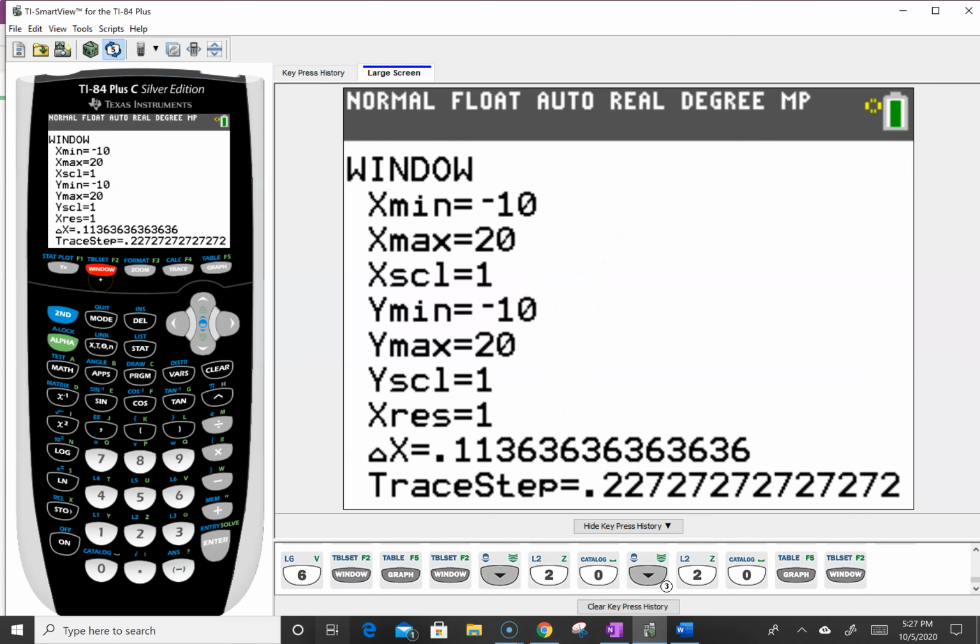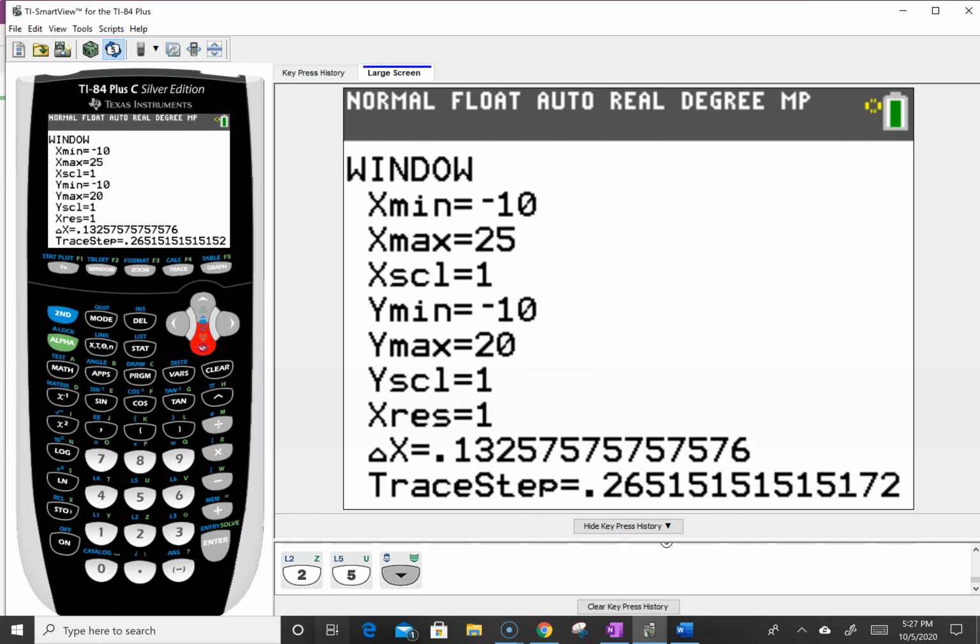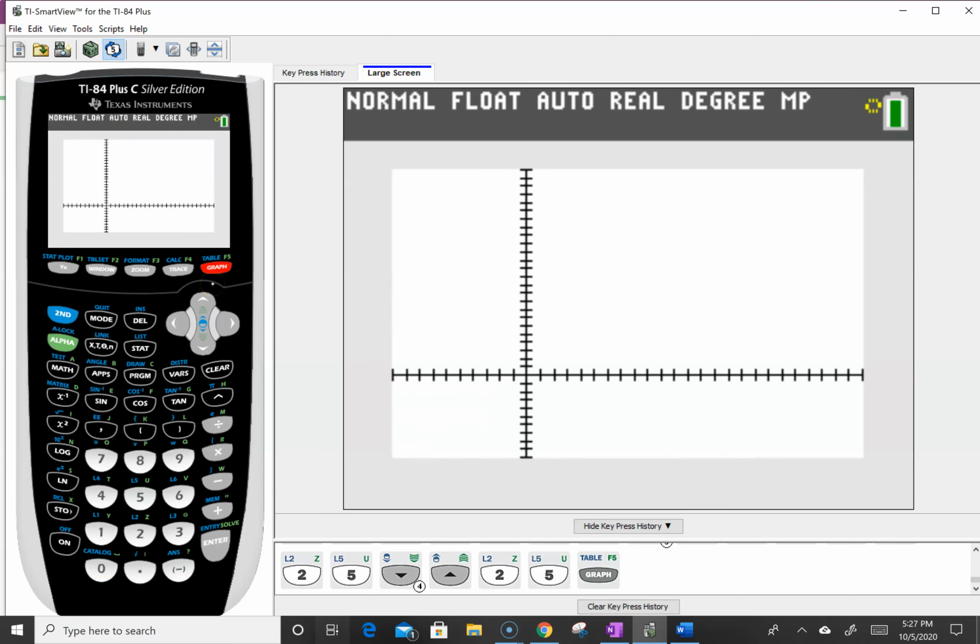So I'm going to change my window again. Now I'm going to change my x to 25. And go down. My y max, 25. Again, I'm not changing the minimums or adjusting the scale. And then I'm going to hit graph. And boom, they meet. All right.